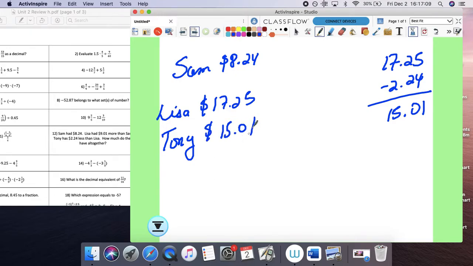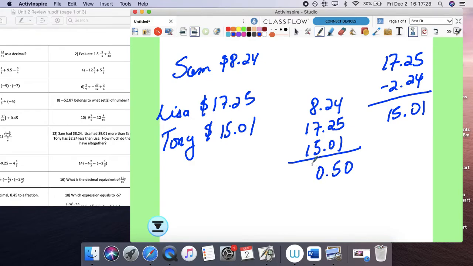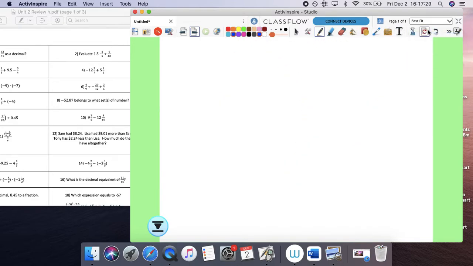What's the question? How much they have altogether? Add all three numbers. So let me put them here nicely. 8.24, 17.25, 15.01. That's a 10. That's a 5. That's a 20, and that's a 4. So in total, they have $40.50.